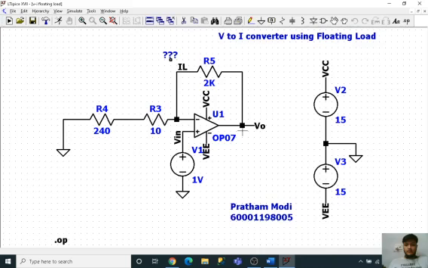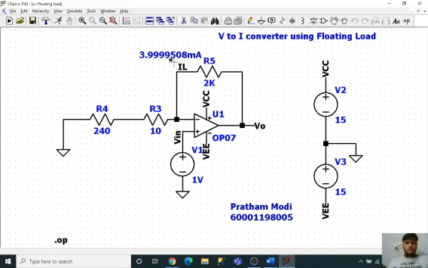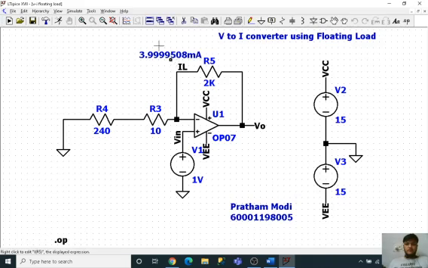So now if I run this, as we are given the input, we can see over here that R5 is 3 milliamps. This is what our value should be, 3 milliamps, because we are providing 1 volt of signal over here. 3 milliamps is what the required output is. And if we want, we can also check, okay, it's perfectly alright. So this is the equation of V2I converter using a floating load.